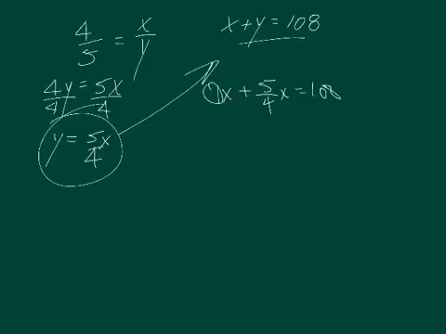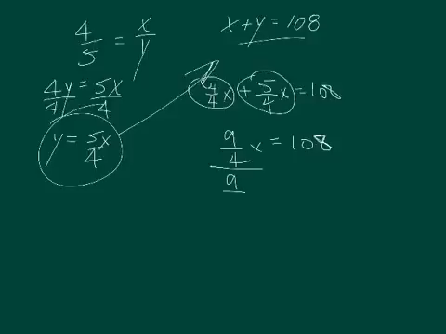So now I have 1x plus 5/4 x equals 108, so I'm going to have to change this so it has a common denominator with my 5 over 4, so I'm going to make this 4 over 4. So 4 over 4x plus 5 over 4x is 9 over 4x equals 108. And again, I've got a fraction, but I do everything the same. I divide both sides by 9/4. Those go away. Multiply by its reciprocal.